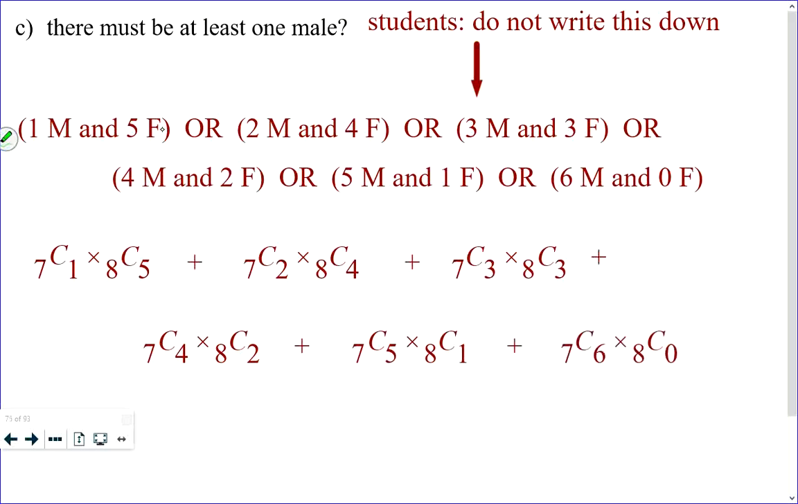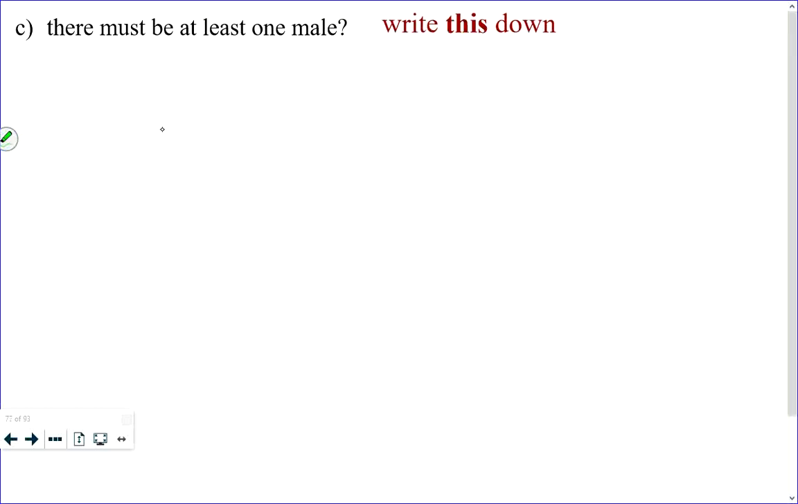But you see how tiresome of a task this would be? So there's got to be another way to do it. By the way, if you do all that, you get 4977. The other way to do it is this way.